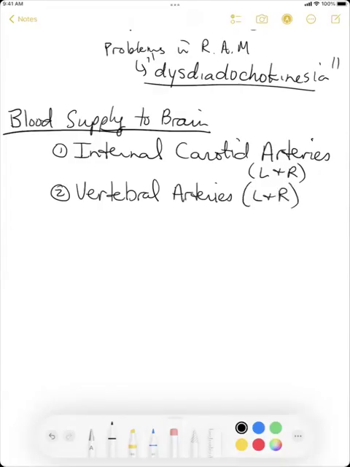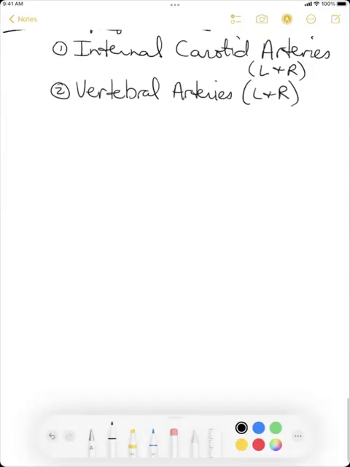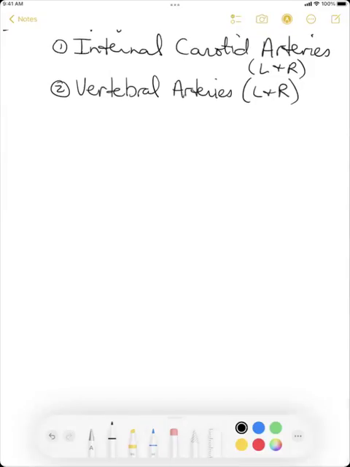So I'm going to attempt to draw this out. This might not be a very pretty image, but there's a lot of branches to these arteries and all different names given to them. I'm going to give you all the names because the attempt is going to be to draw an image of what the blood supply looks like if you look at the undersurface of the brain.